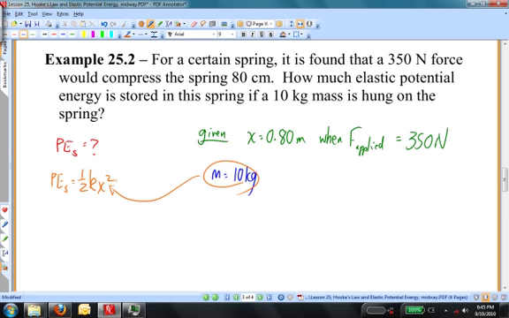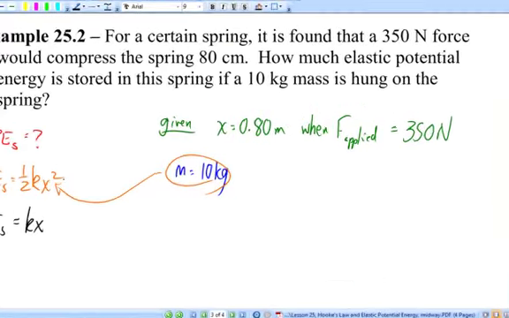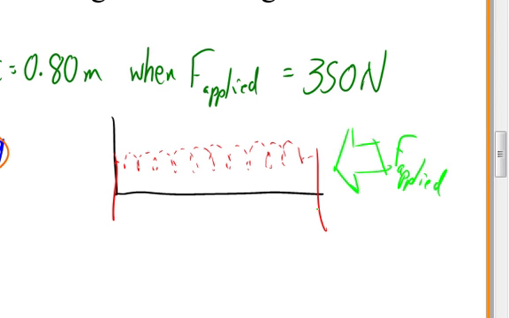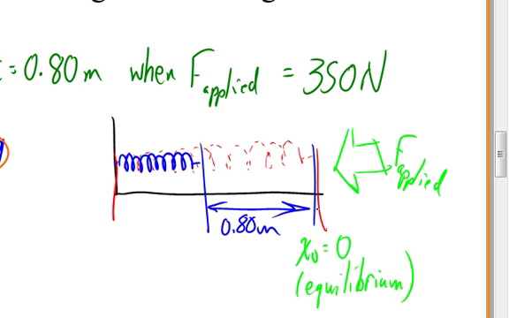I also need to know what the spring constant, k, is. I don't know that yet, but I can figure it out from this given information. Since they tell me how much applied force compresses the spring, I can figure out the spring constant from that. So the way I interpret this problem is like this. I've got an uncompressed spring here that has some natural length. But now I exert a 350 Newton force on it. And when I do that, I compress the spring by a distance of 0.8 meters. So from Hooke's law, I can figure out what the spring constant is as a result of this applied force.